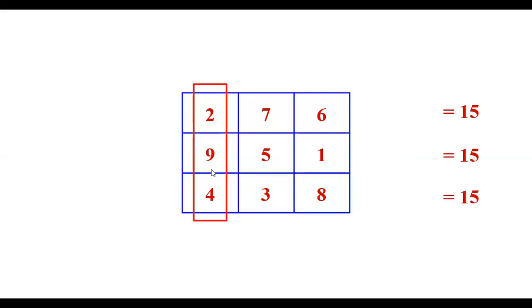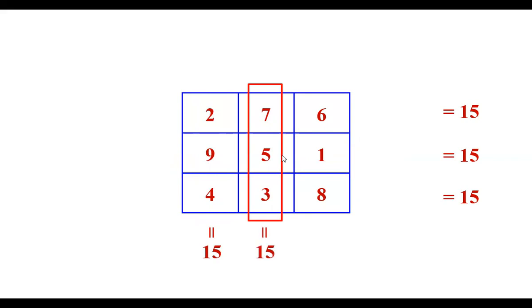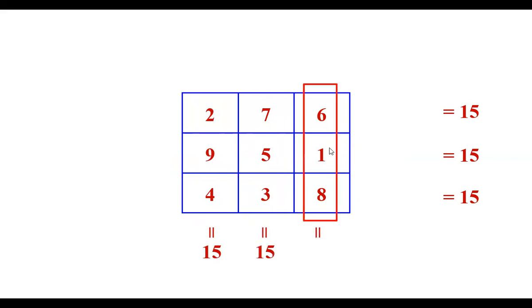Next, 2 plus 9 plus 4, first column, again 15. 7 plus 5 plus 3, 15. 6 plus 1 plus 8, 15. Right?